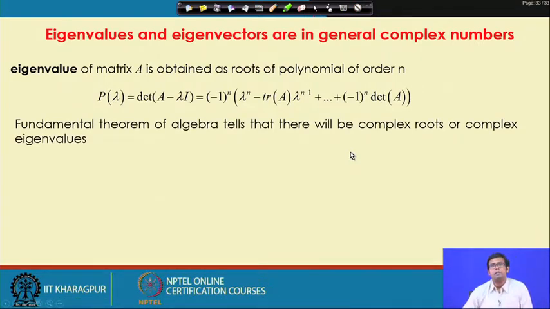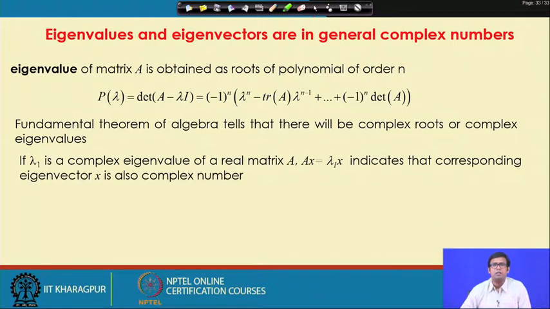The fundamental theorem of algebra tells us that there will be complex roots or complex eigenvalues. If I have an nth order polynomial of lambda equal to 0, this must have complex roots, which are complex eigenvalues. A real number can also be thought of as a complex number with 0 imaginary part, but the solutions will in general come in complex form.